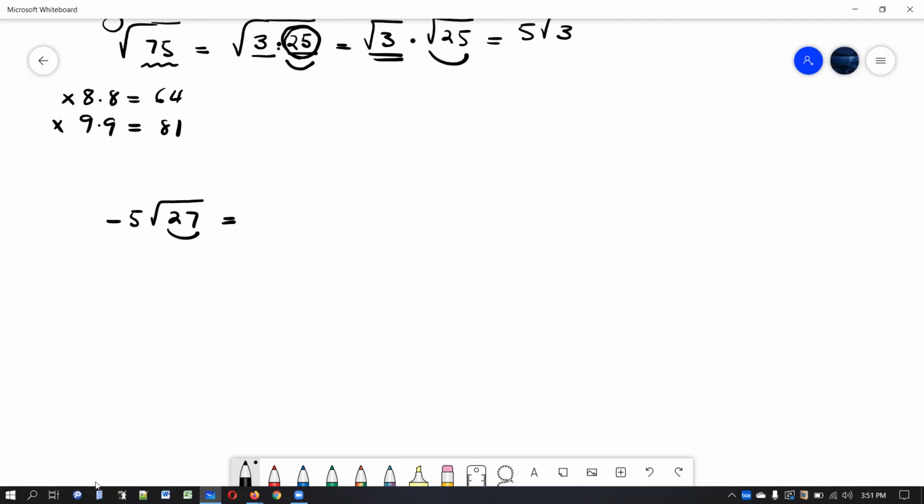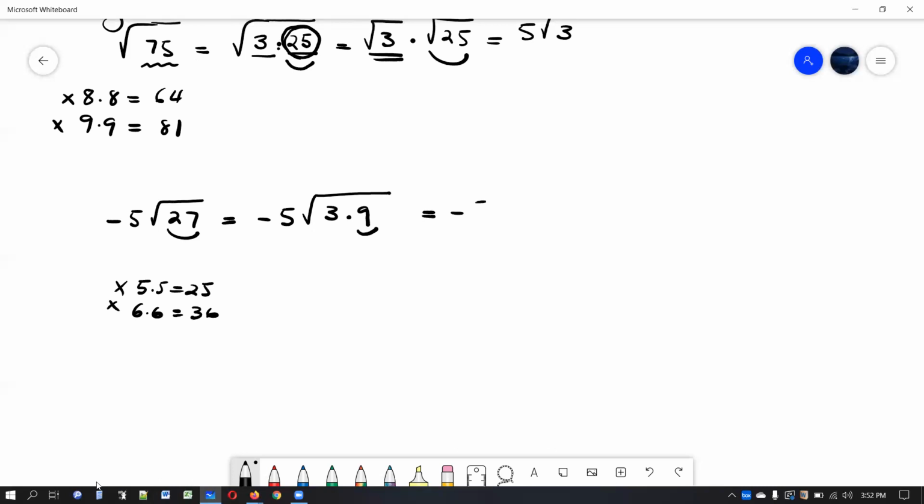Cannot break this number, cannot take the square root of this number, right? And you can try. 5 times 5 is 25. That doesn't work. And 6 times 6 is 36. So neither of these two work. So that means I have to break this somehow. And I already know how to break it. So 3 times 9. 3 times 9 is 27. And this is what we call a perfect square. I can take the square root of this.